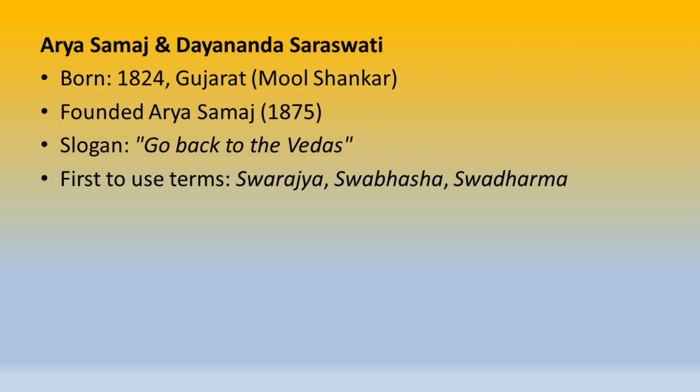Arya Samaj and Dayananda Saraswati. Next, we look at the powerful reformist force from Gujarat. Dayananda Saraswati, born in 1824 as Mool Shankar. He founded the Arya Samaj in 1875. He championed the slogan, "Go back to the Vedas," believing the Vedas to be eternal and infallible. He was a fierce critic of idolatry, ritualism, casteism, and priestly dominance.